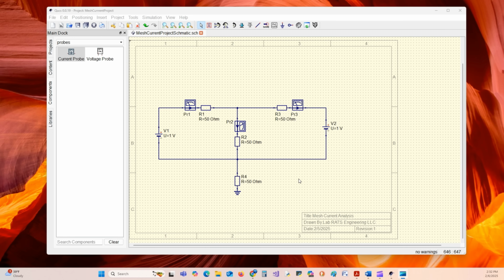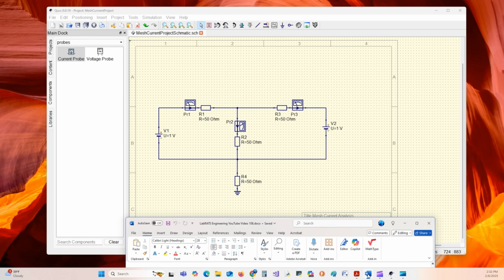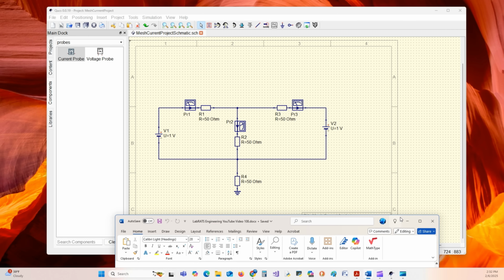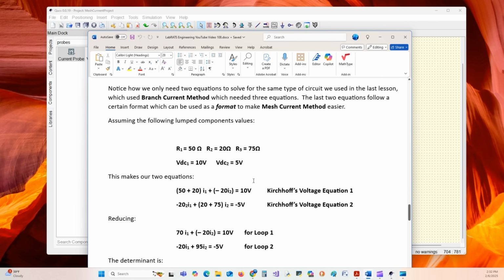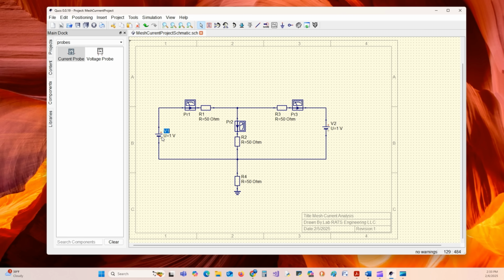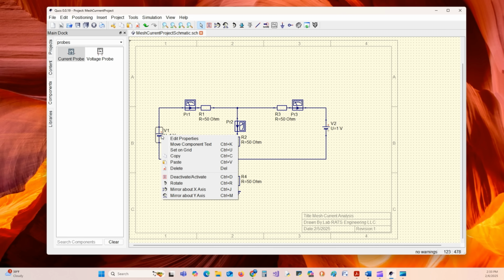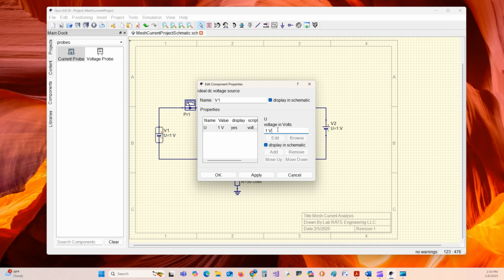All right, now I got it wired up. There's no red circles on any of the connections at all. Very good. So now we're going to assign our components. We want our components to be R1 is 50, R2 is 20, R3 is 75, VDC1 is 10 volts, and VDC2 is 5 volts. We'll come over to R1, click on the component itself, right click, edit properties.